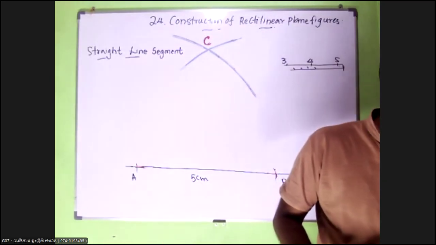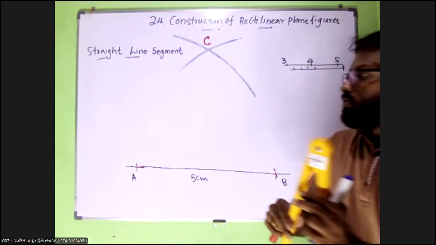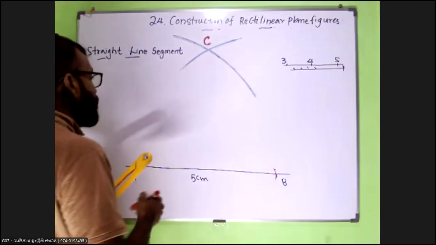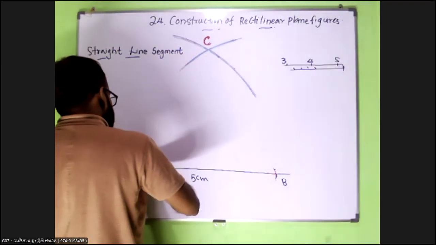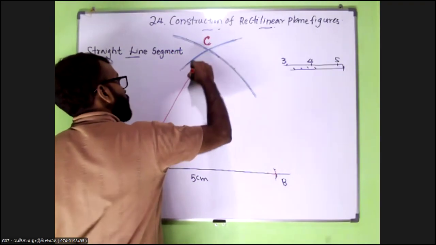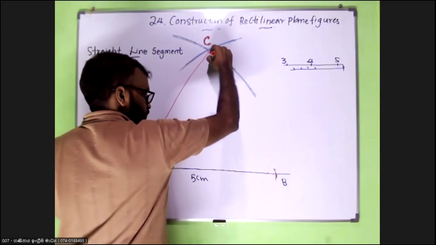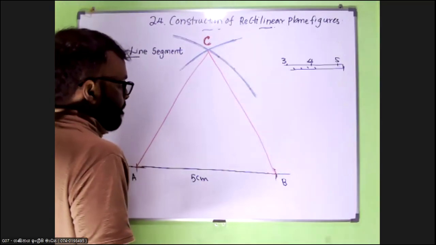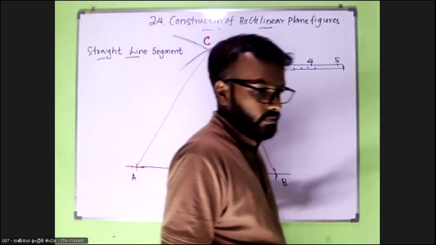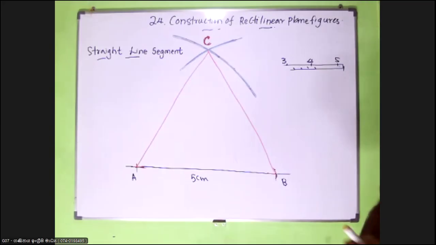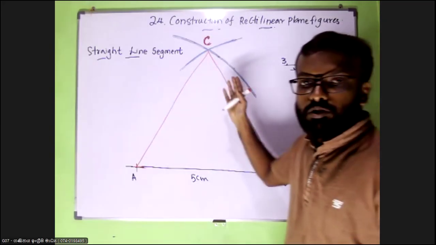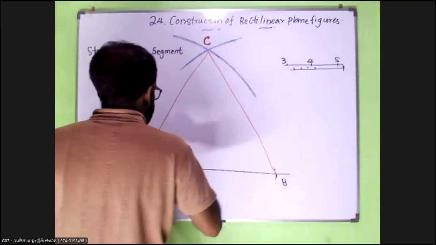Use your ruler, place it like this, and join AC, and BC, like this. You have to join AC and BC like this by using your ruler and your pencil.